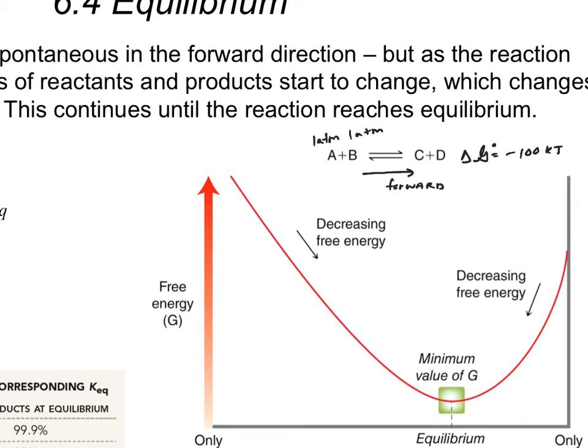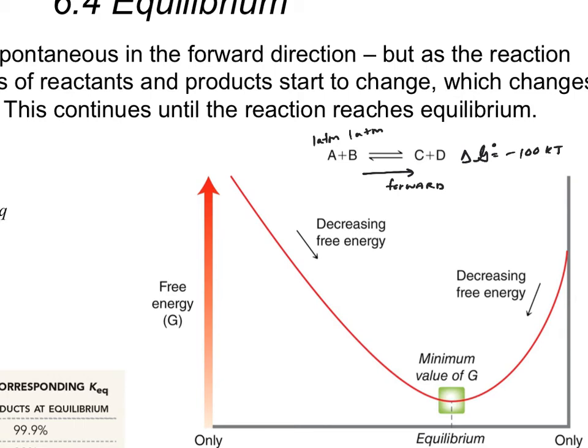When is it going to stop? Does all of A and B go to C and D? It goes down to equilibrium, right? Is that why the two arrows are there? So that's the big thing, right? Gibbs Free Energy tells you the amount of work that can be done, or the free energy that can be derived from a reaction at standard state conditions.